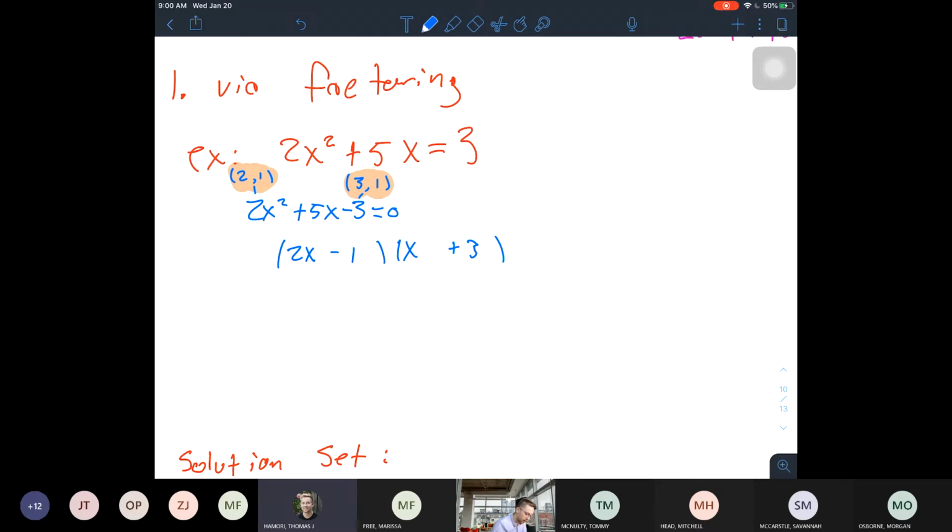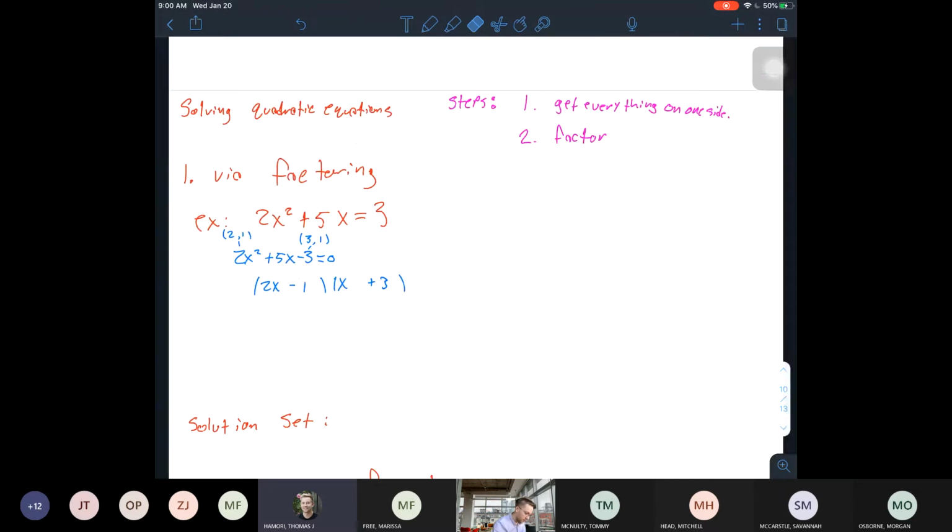And if we were to FOIL this out again, we'd get that expression. Okay, so I just wanted to show you guys the more streamlined process for doing this factoring. But you can always rely on grouping. Okay, so we've factored this.